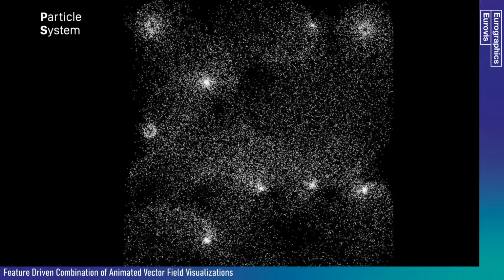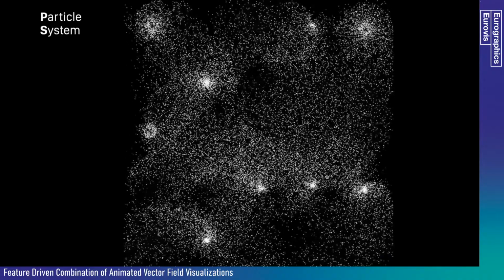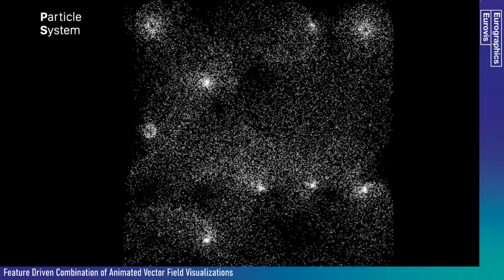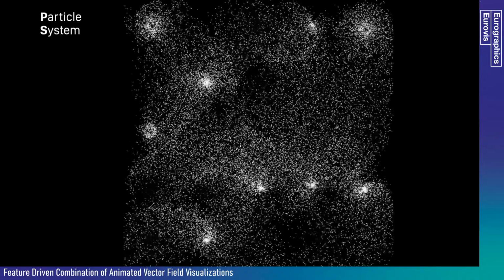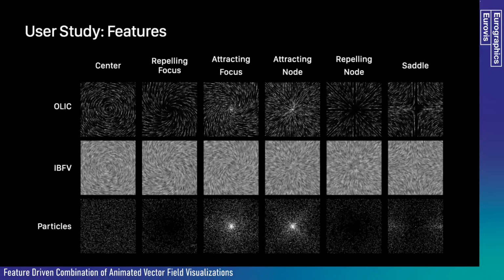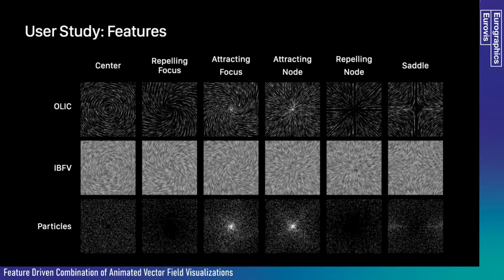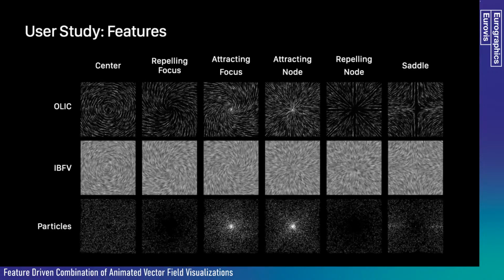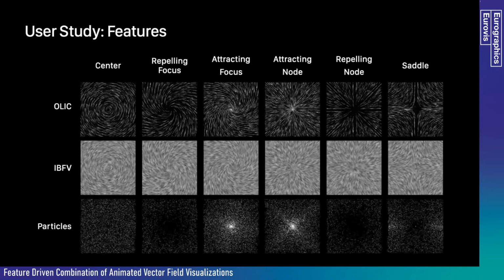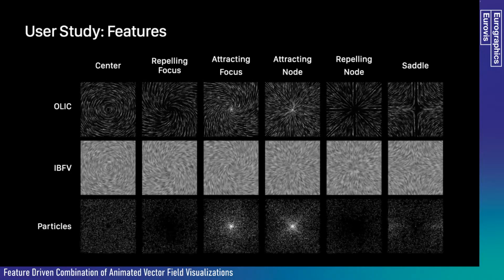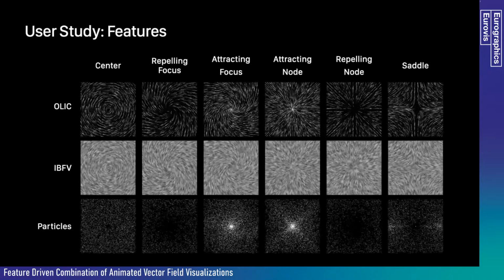To try to have a uniform density, we make the probability of seeding a particle in a location depend on the flow field speed at that location. We consider 6 different features: center, attracting focus, repelling focus, attracting node, repelling node, and saddle. Here we have the example rendering for each technique.